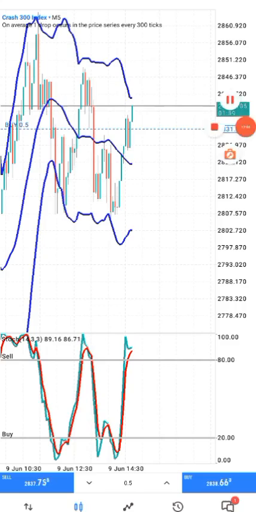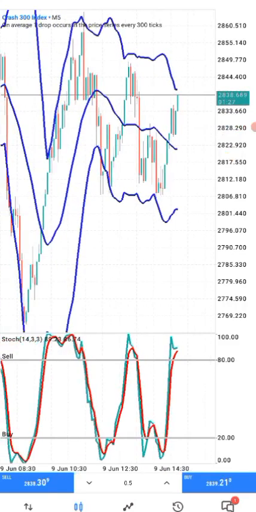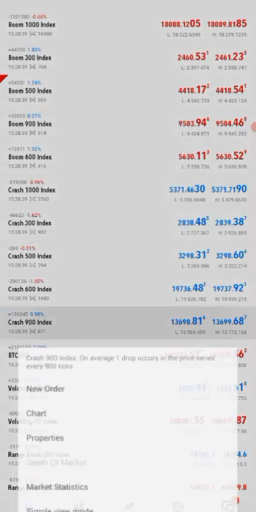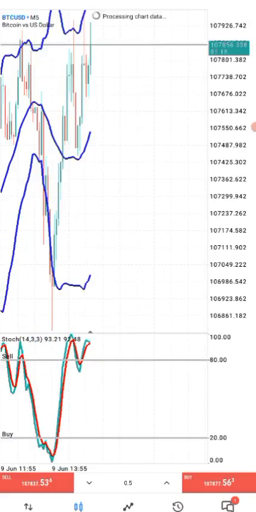I don't want to show my balance. So I've closed my Crash. Now that short move gave $5. You see, that is why it's good to enter on time. Let me check BTC while we wait for our trade.